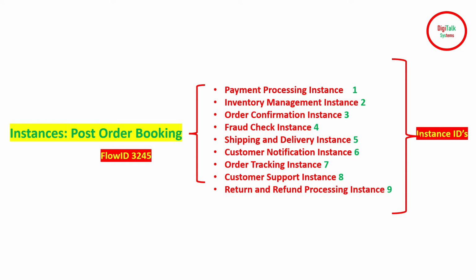Inside that one, you will have multiple different instances with instance IDs, and those will be assigned to each and every stage of your transaction. So in this particular order booking transaction, you have 9 instances. There could be 9 different instance IDs generated, one for each and every stage. So this is the concept of the flow ID and the instances in SOA. And this complete information gets stored in the database. That means each and every transaction's information is stored in the database, right?